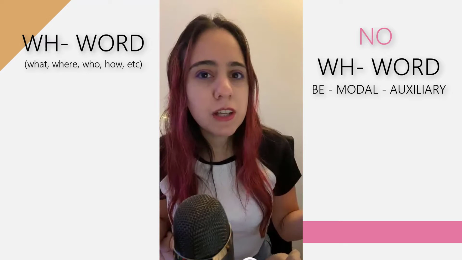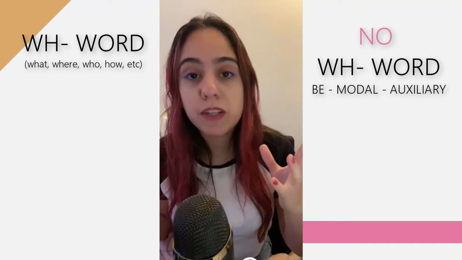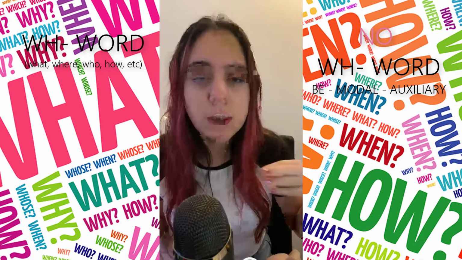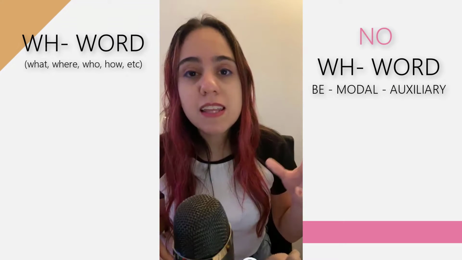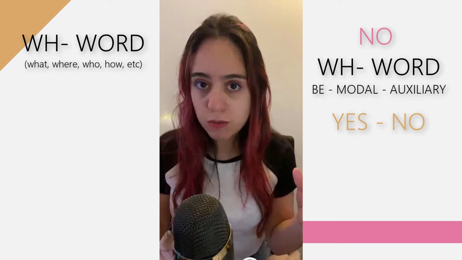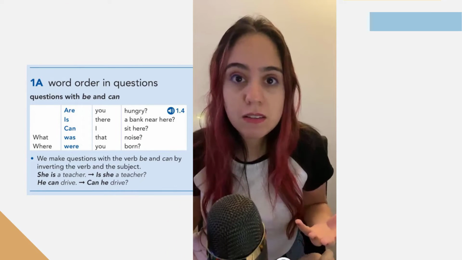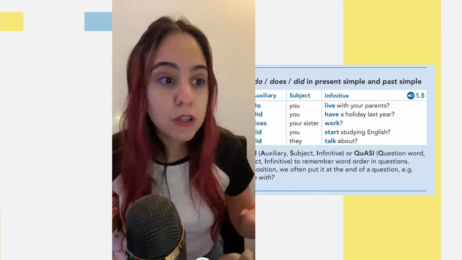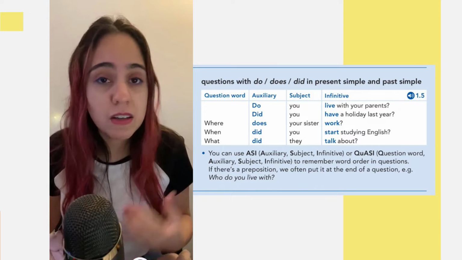If the question doesn't start with a WH word, let's remember that a WH word can be what, who, where, when, and so on. So if the question does not start with that, the answer is always going to be either yes or no. For example, are you hungry? The answer is either yes or no. For example, do you live with your parents? The answer is either yes or no.